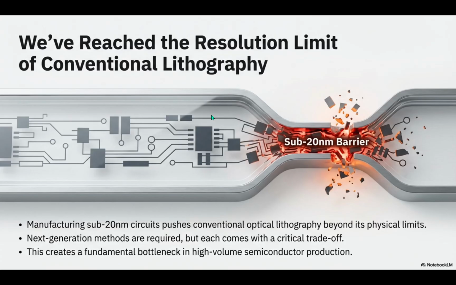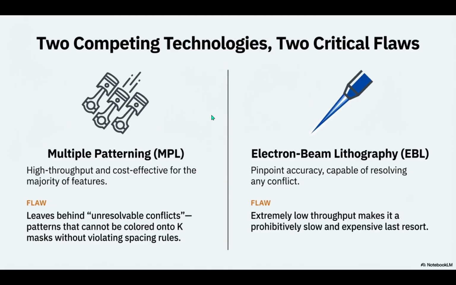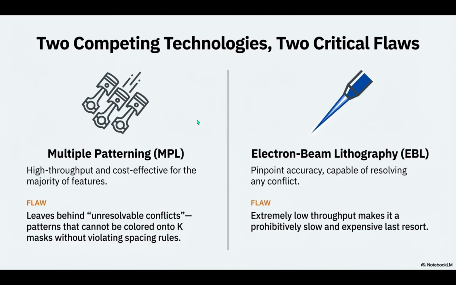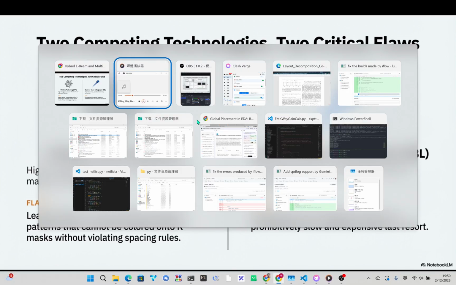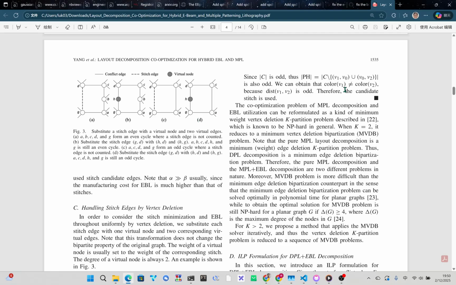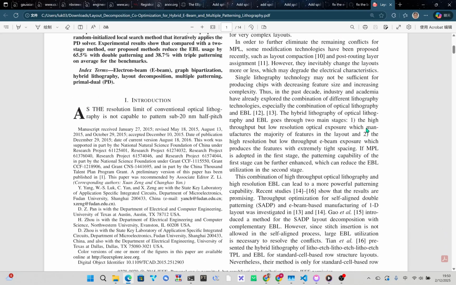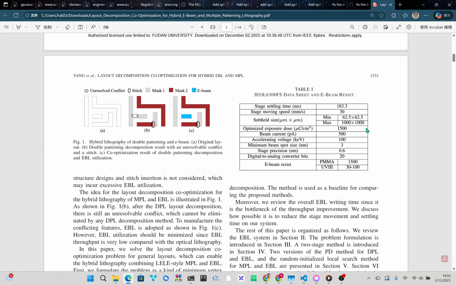And the mission here is key. This isn't just about solving conflicts, it's about solving them smartly. It's a simultaneous optimization. That's the perfect word for it. We need to minimize manufacturing cost, which means minimizing stitches or cuts in the design while aggressively maximizing EBL throughput. And that just means using it as little as possible. It's a classic high-stakes trade-off.